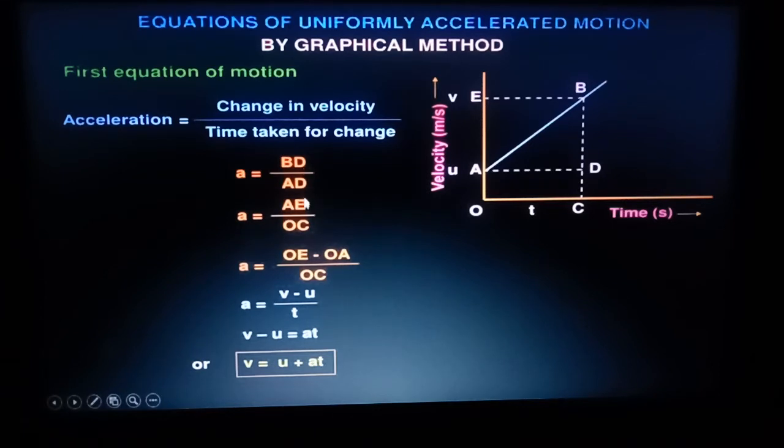Now replacing BD with AE and AD with OC. The value of AE is equivalent to OE minus OA. So A is equal to OE minus OA upon OC, which is equivalent to V minus U upon T. Now taking T to the other side, we get AT is equal to V minus U. Further rearranging, V is equal to U plus AT, which is our resultant first equation of motion.